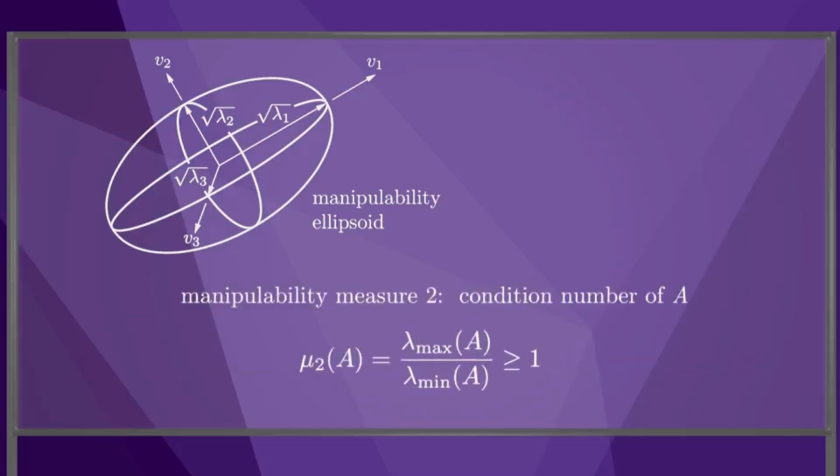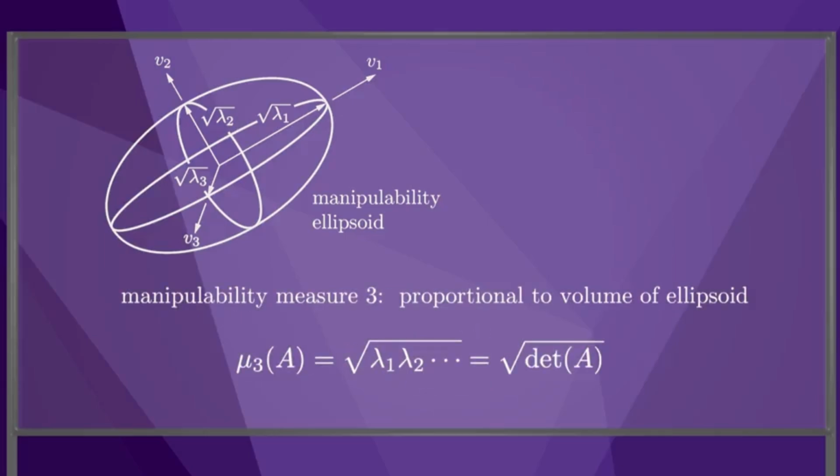The second measure is just the square of the first measure, often called the condition number of the matrix A. A final measure is the square root of the product of the eigenvalues of A, which is proportional to the volume of the manipulability ellipsoid. If the manipulability ellipsoid volume becomes large, then the force ellipsoid volume becomes small, and vice versa.